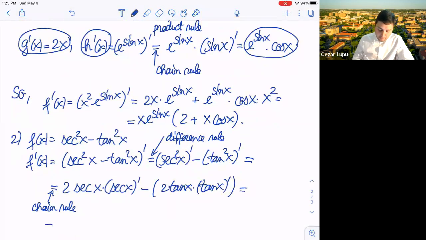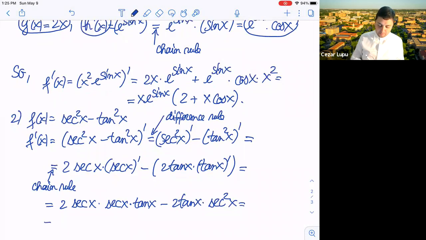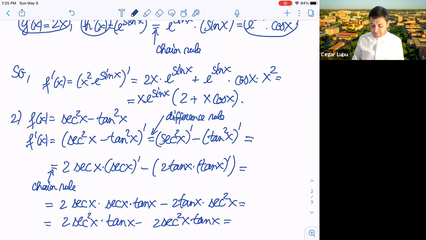So this will give us what? 2 secant of x. What is the derivative of secant? We have to know this. Exactly. So it's secant of x tangent of x, minus 2 tangent of x times, what is the derivative of tangent of x? Exactly, times secant squared of x. So this is 2 secant squared of x tangent of x minus 2 secant squared of x tangent of x, which will give us what? 0, right? Pay attention, these are multiple choice. So if you miss one thing, then you have to go back to see what was your mistake and so on. You better be careful with this. Okay.